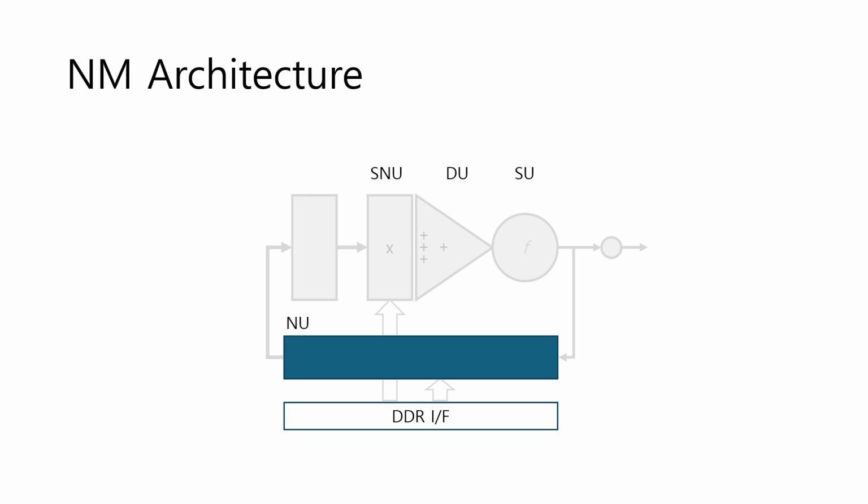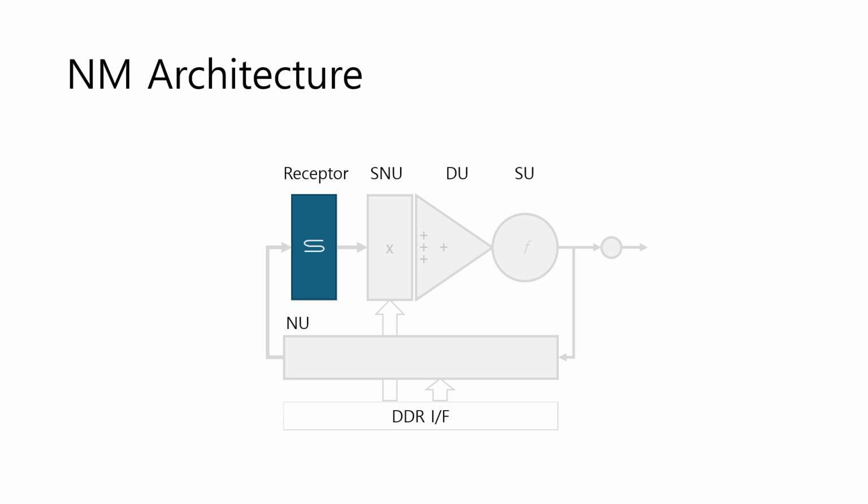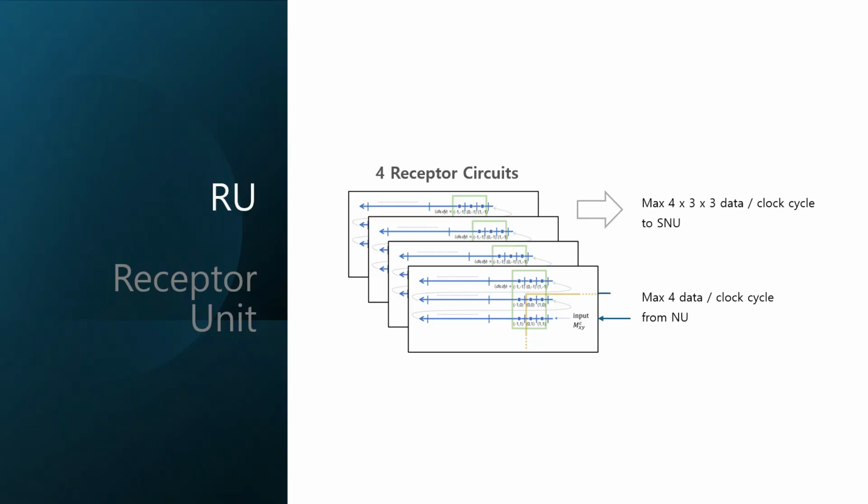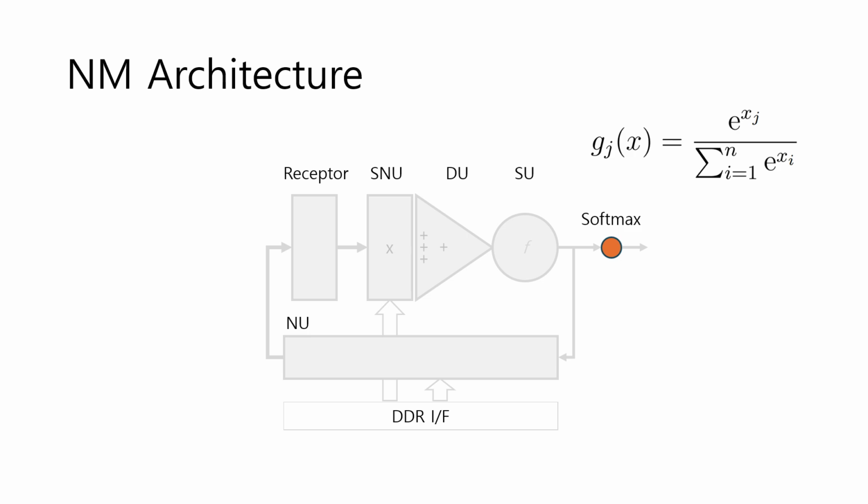The fifth unit, the receptor unit, is used when k is greater than 1 and reads 1 data per clock cycle from the NU and outputs k times k data. This unit has a total of 4 receptor circuits and can produce up to 36 data per clock cycle when calculating a 3x3 convolution, for example. For a 1x1 convolution layer, the receptor unit is not used, and 16 data per clock cycle are fed directly from the NU to the SNU. The softmax part performs the softmax calculation that occurs in the last step of the classification algorithm.